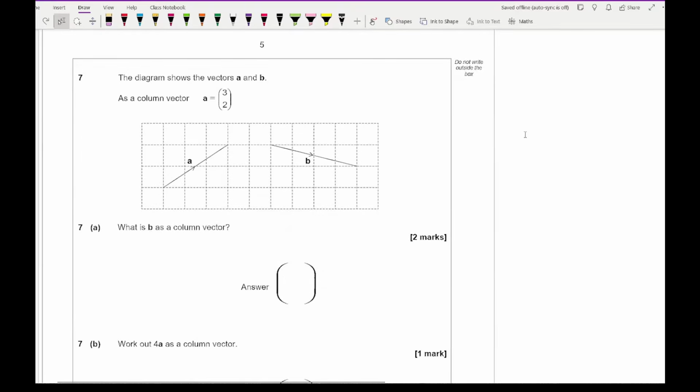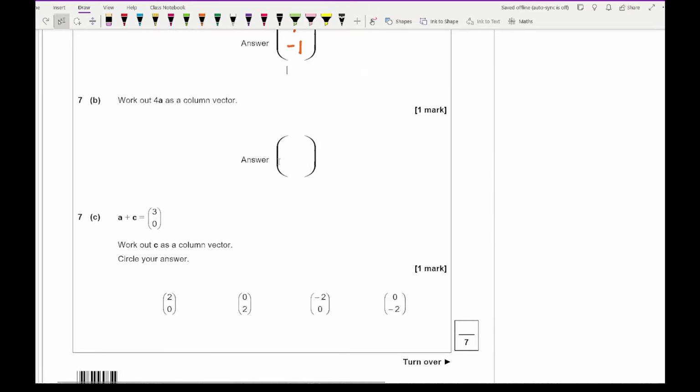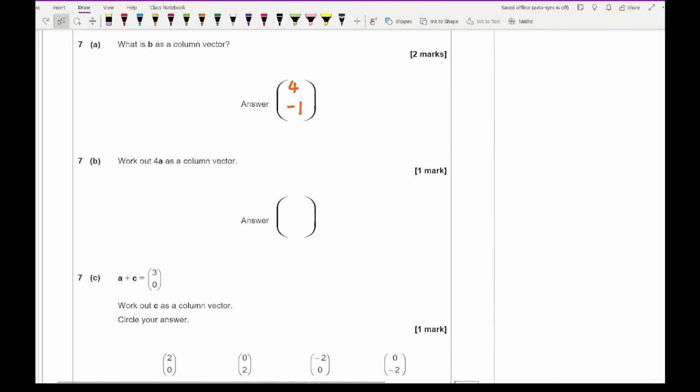Moving on to question 7, it says the diagram shows vectors A and B. As a column vector, A equals (3, 2). What is B as a column vector? So we want to go from the starting point. So we're going horizontal movement first. So it's 4 to the right, and then 1 down. So that's represented by (4, -1). It then says work out 4A. So 4 lots of A, so that's going to be 4 lots of (3, 2). So 4 times 3 is 12, and 4 times 2 is 8.